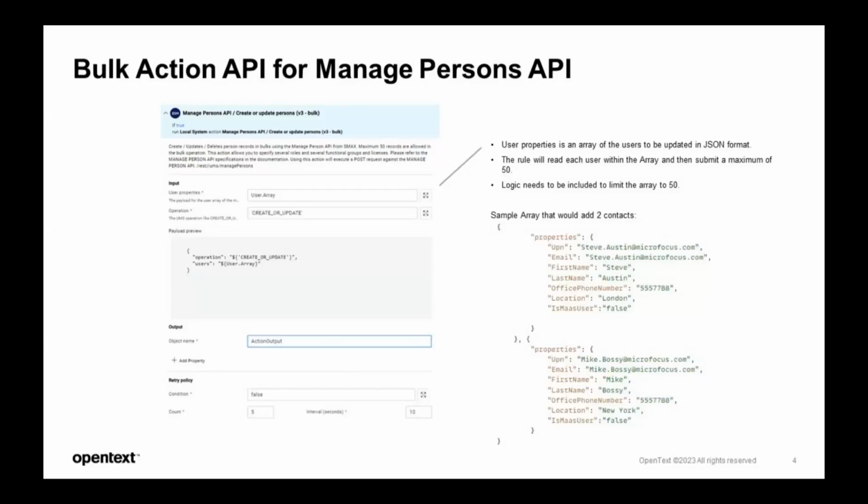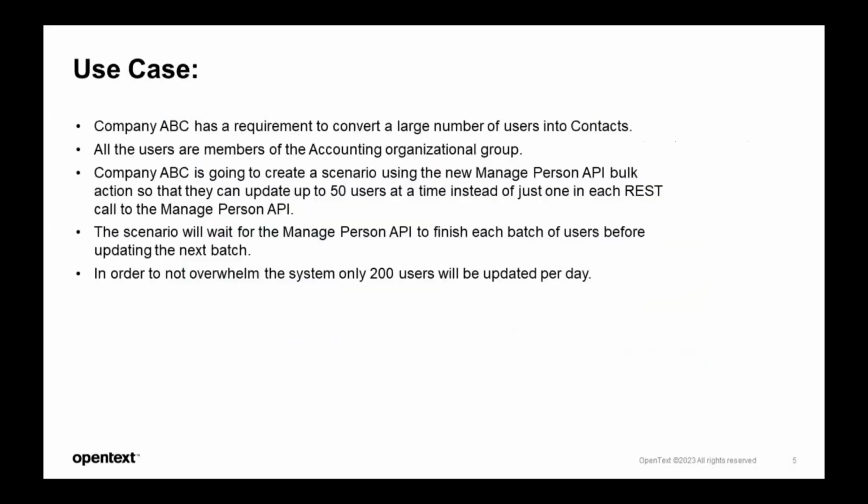Now, in this case, we need to make sure that we don't include more than 50 in our array. The logic needs to be built in to limit the number of users added into the array to 50. I'm going to demonstrate the new rule using one of the use cases it was designed for.